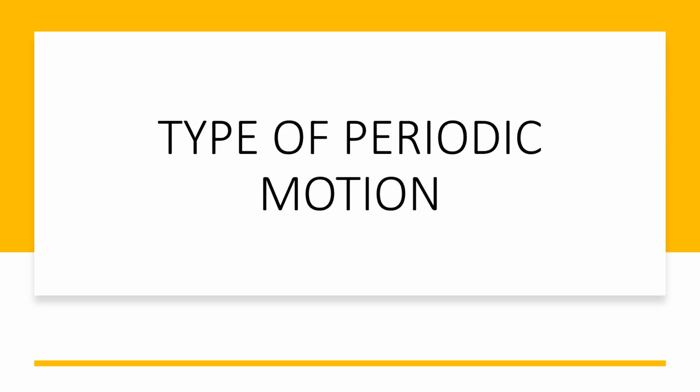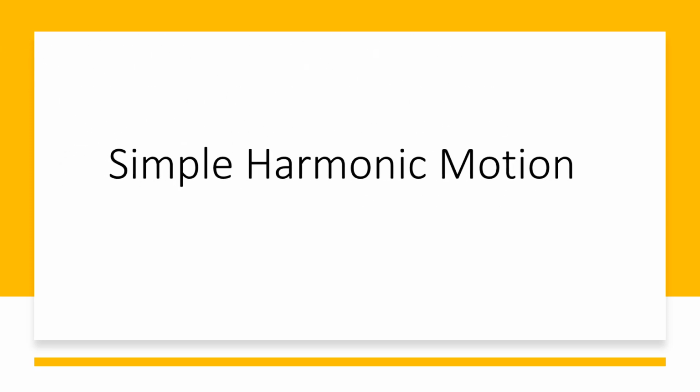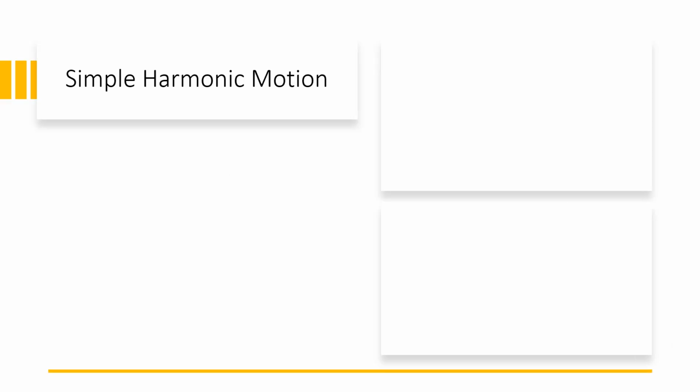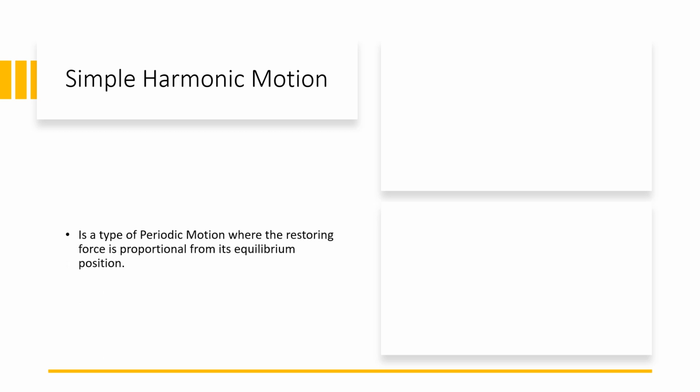Since we're done with periodic motion, let us proceed with types of periodic motion. One of the types of periodic motion is simple harmonic motion. So what is simple harmonic motion? Let us define this one. Simple harmonic motion is a type of periodic motion where the restoring force is proportional to its equilibrium position. So, we know that in periodic motion, we have this term called restoring force. So, sa simple harmonic motion daw, it is a type of periodic motion na kung saan yung ating restoring force is proportional to its equilibrium position.